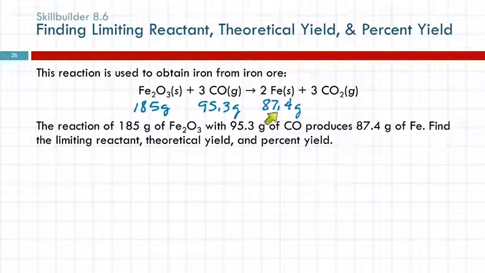This is the actual yield. We need this for the percentage, the percent yield. They had to give this to us because there's no way for us to know what the actual yield is. This is the actual yield. We do need to calculate the percent yield. I'm sorry, the theoretical yield. So we're still looking for how many grams of iron can be made.